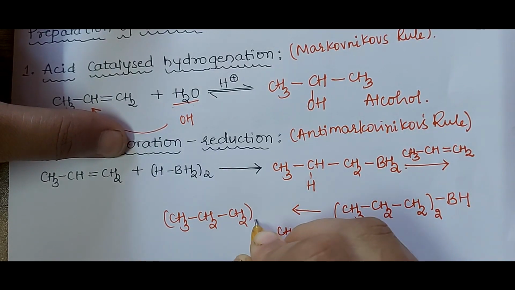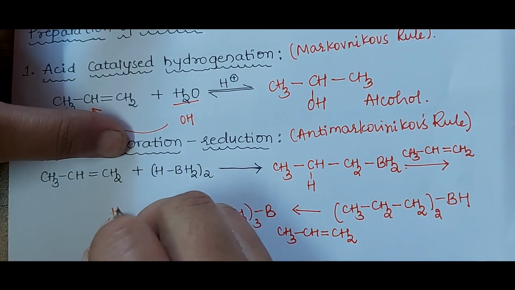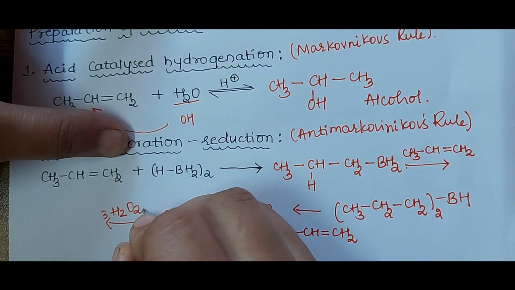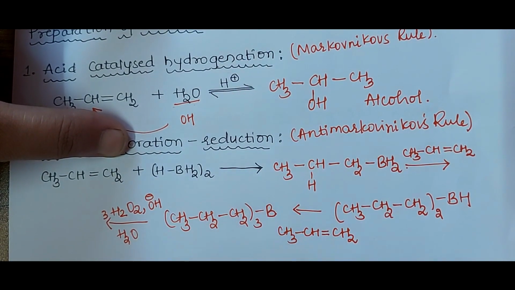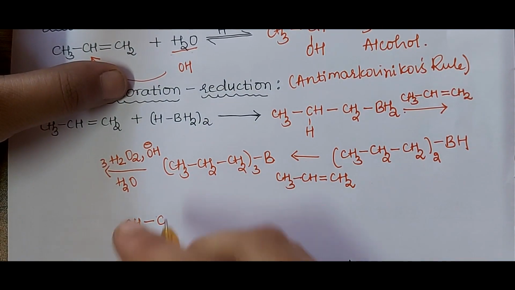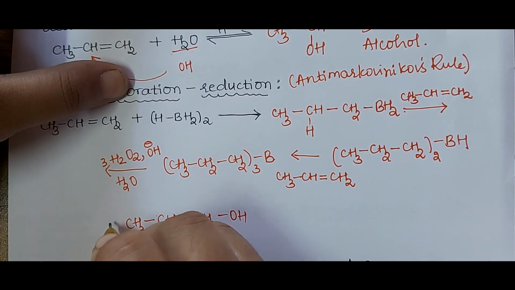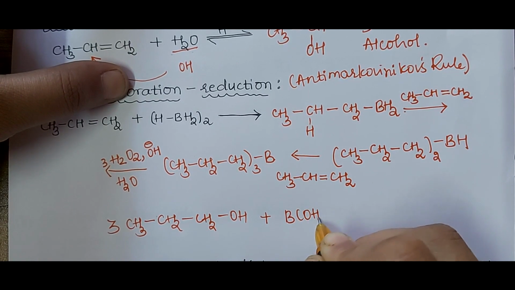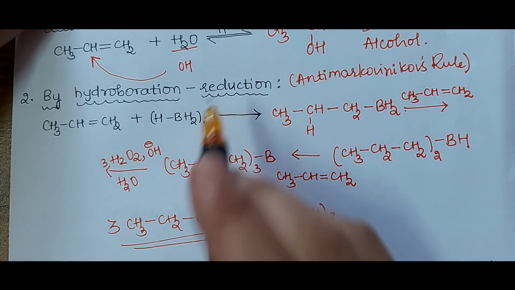And when this trialkyl borane is further made to undergo reaction with hydrogen peroxide in basic medium and in the presence of H2O, we see that the product obtained is an alcohol, that is alkyl alcohol, CH3CH2CH2OH, that is 3 moles of alcohol we get. Along with it, the byproduct obtained is B(OH)3, or nothing but H3BO3, which is orthoboric acid. So primary alcohols are obtained as product by hydroboration.